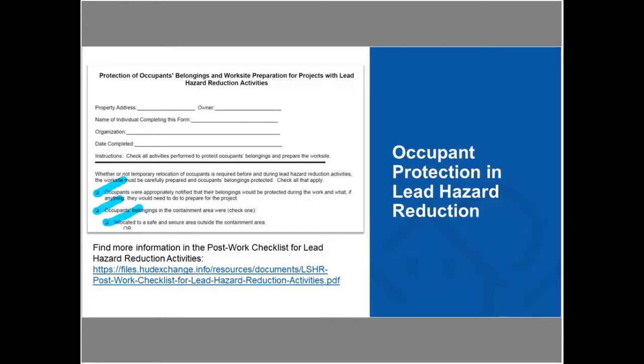We also have a link to some additional checklists that may be useful as part of that. But planning on this and then making sure that those protections are actually in place can be an important part of this.